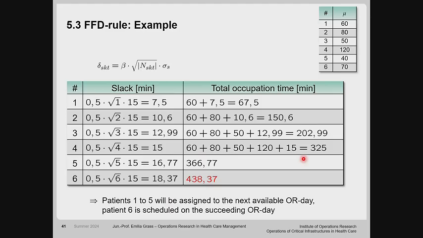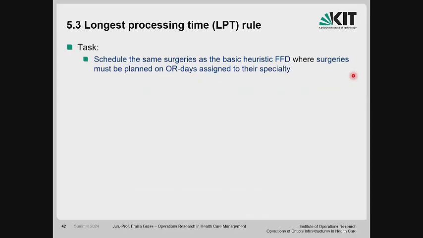So the problem is that we still have 50 minutes left. We have unused capacity of 50 minutes. So the question is whether it is really optimal to assign the sixth patient to another operating room day, although we still have 50 minutes left. If we would assign him, then we would know that we have to work 20 minutes of overtime, if we would allow overtime.